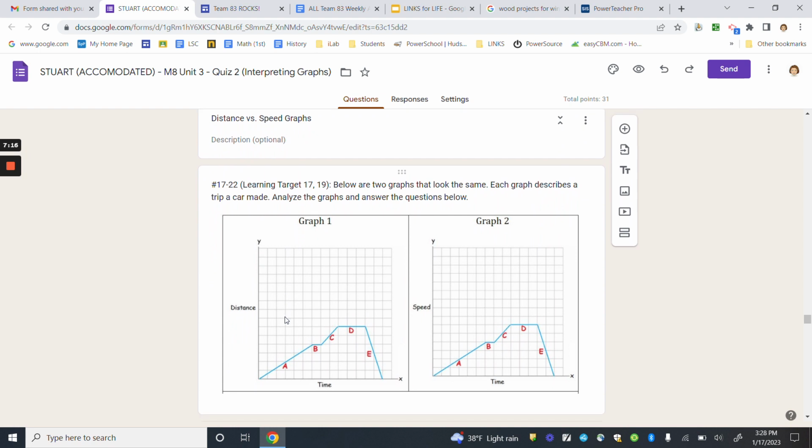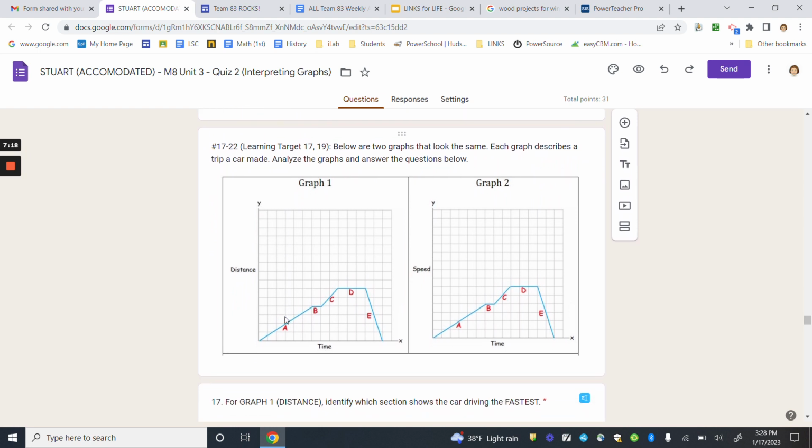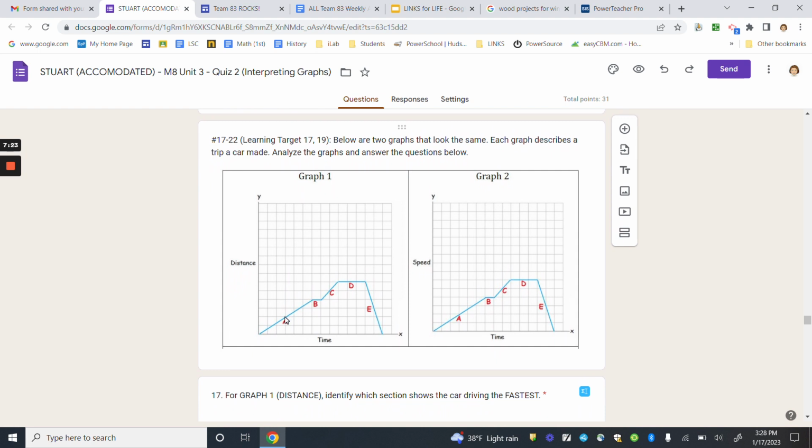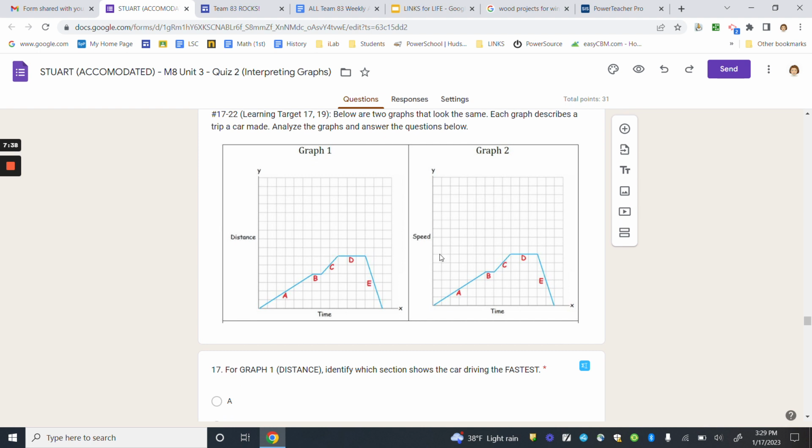These are distance versus speed graphs. Number 17 through 22. Below are 2 graphs that look the same. Each graph describes a trip a car made. Analyze the graphs and answer the questions below. So this first graph, take a look. It's a distance graph, and graph 2 is a speed graph. So if it helps you to put numbers on the y-axis to help you figure out the questions, I would do it.